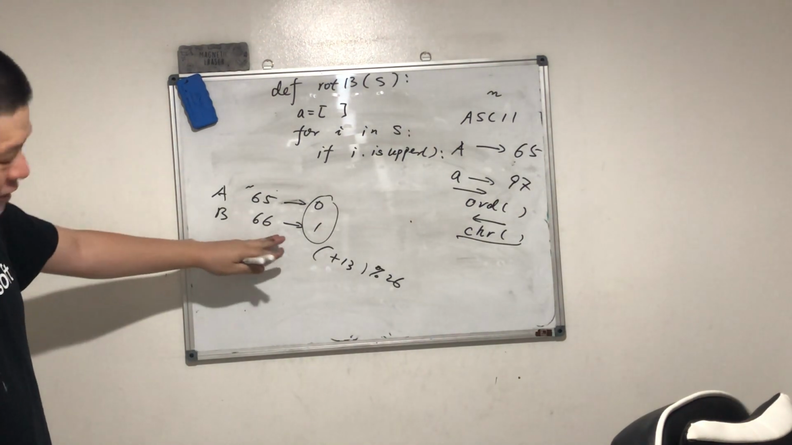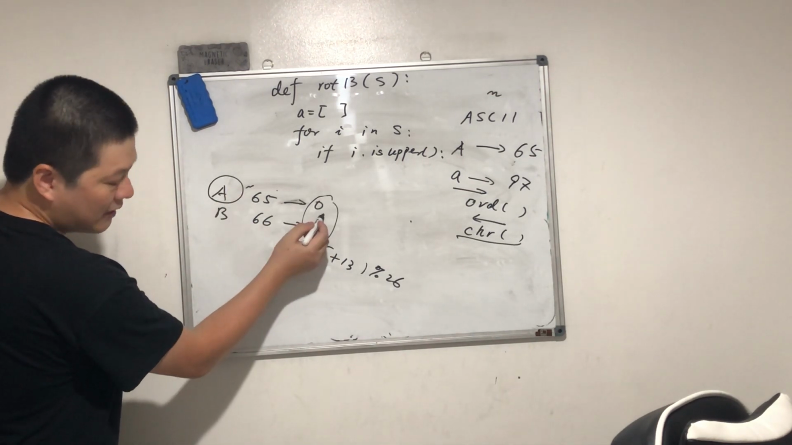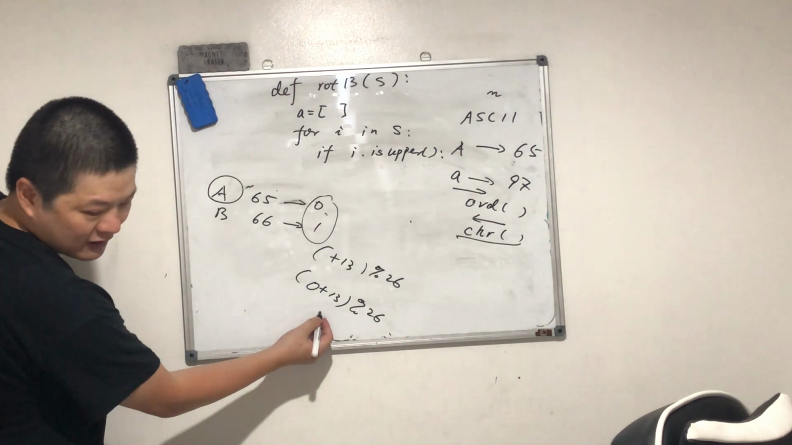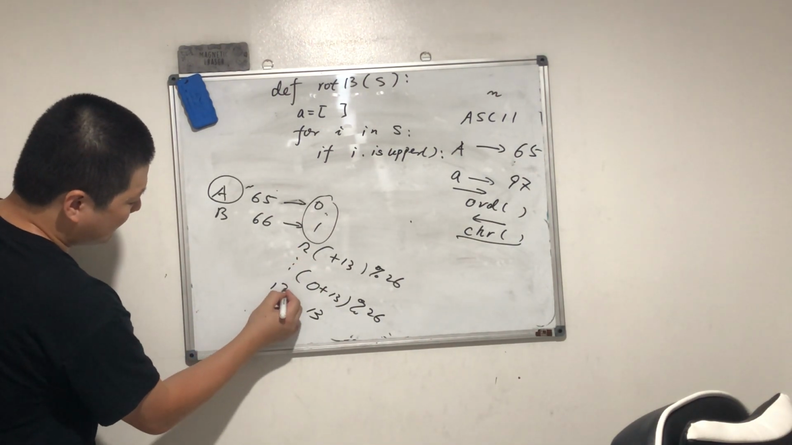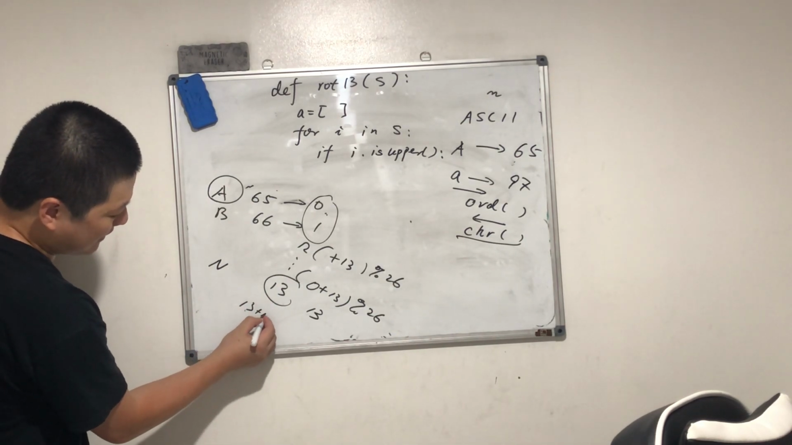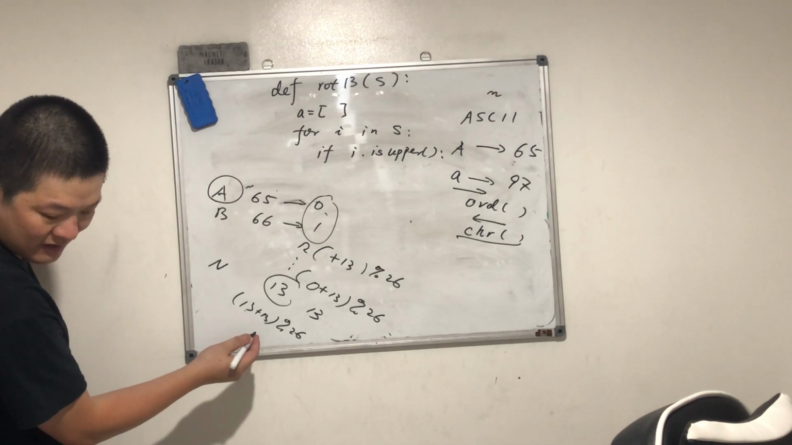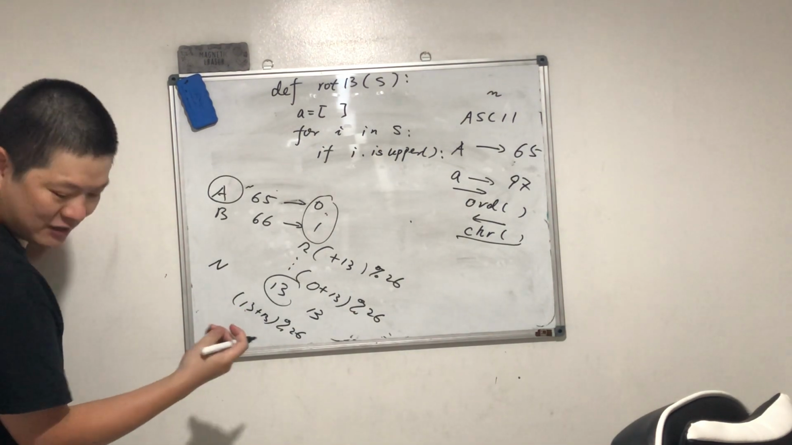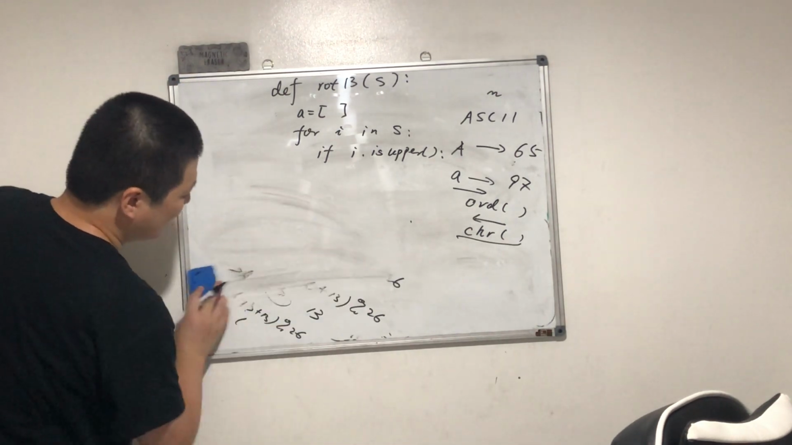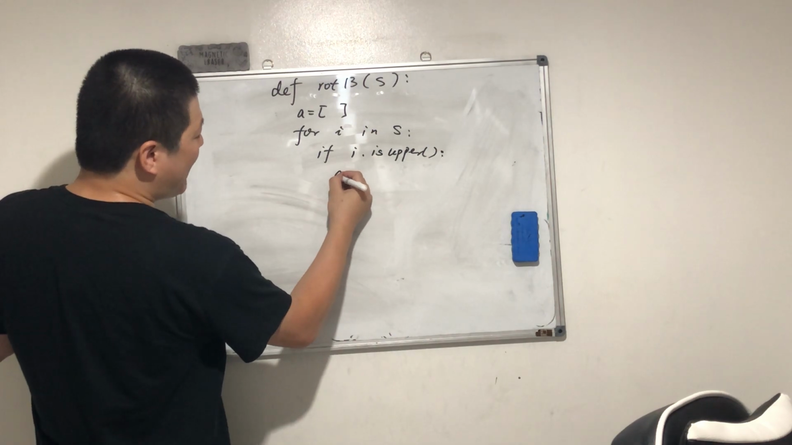Are you sure you're clear? For example, A is 0. 0 plus 13, modulo 26, is 13. And what's 13? 13 is N, right? And if it's N, which is 13, then 13 plus 13, modulo 26, equals what? 26 modulo 26 is 0, and 0 is A. You see? So N will become A. That's what I mean. Okay, so now, if i is upper, I want to append, a.append.